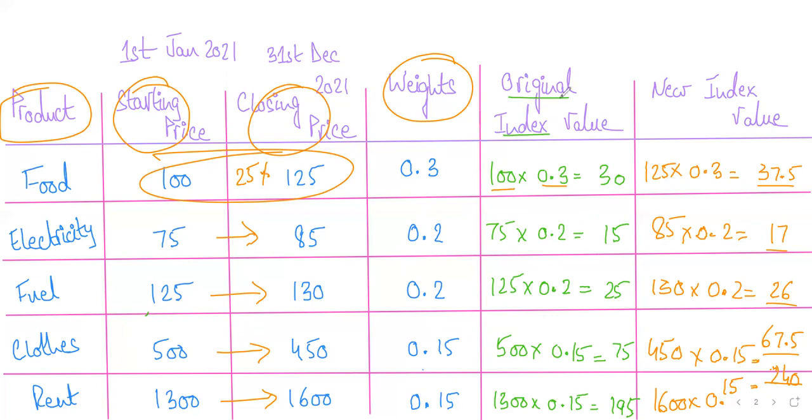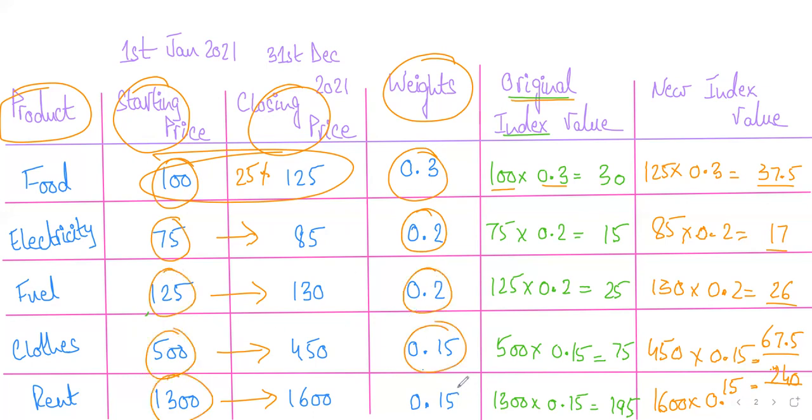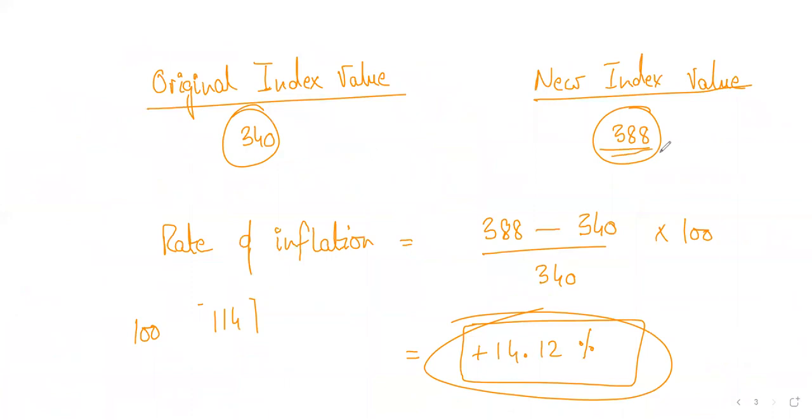Then what do you do next? You do the calculations. How do you do that? For the original index value, you multiply the starting price of the product with its respective weight. Similarly, you fill out all the values, and then you add up all those values. That number will give you your original index value. Then for the new index value, you multiply new prices with their respective weights, and you add all those up, and that gives you the new index value.